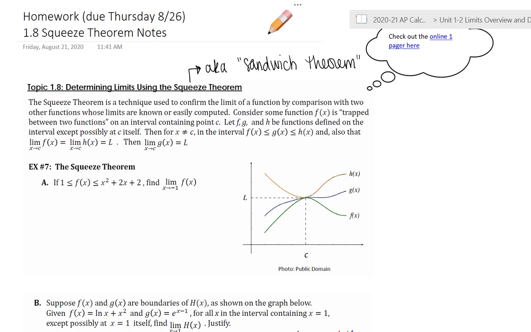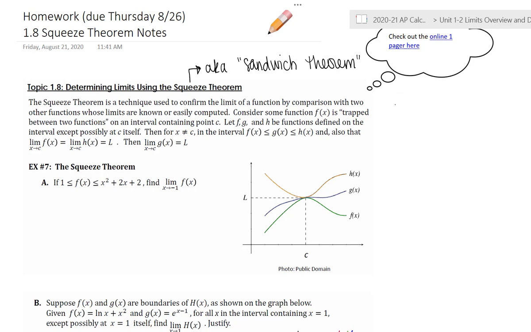So the squeeze theorem is a technique used to confirm the limit of a function by comparing it with two other functions whose limits are easily known or computed. So the squeeze theorem is also called the sandwich theorem because one function is squeezed or sandwiched between two others.